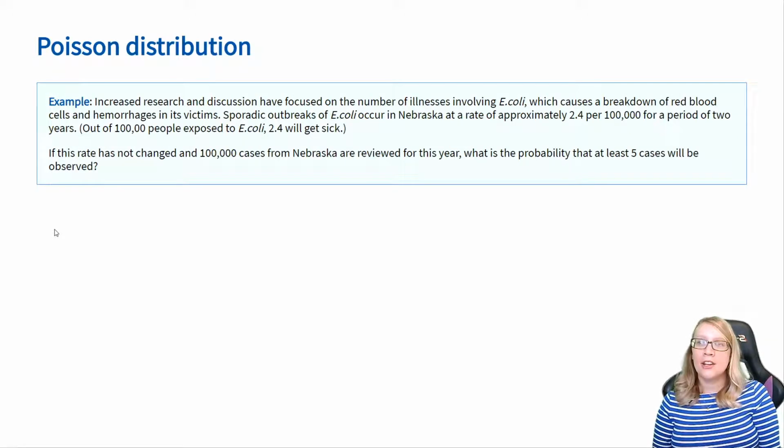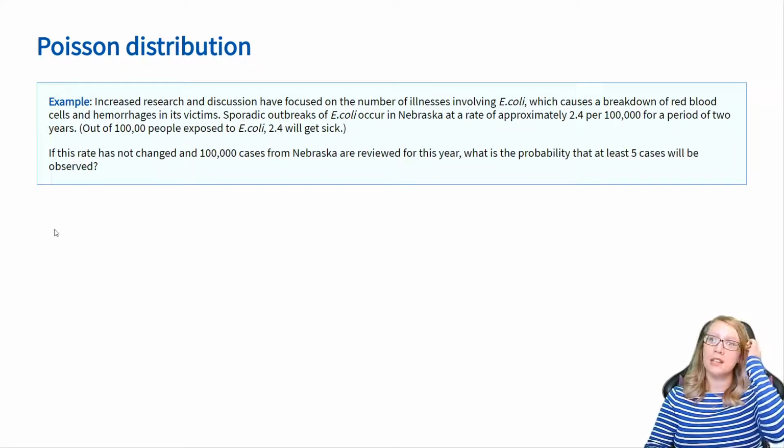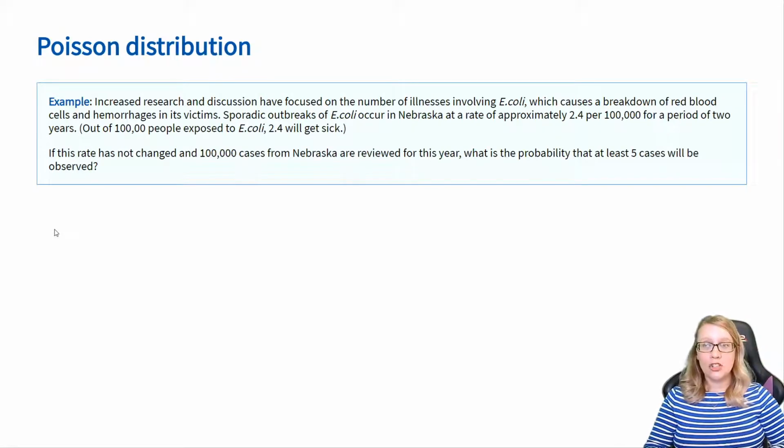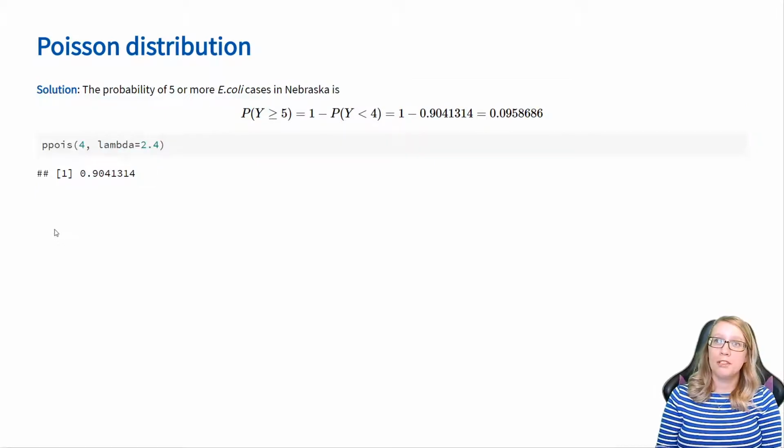Let's take a look at another example. There's been some research on the number of illnesses involving E. coli in Nebraska. We know that sporadic or spontaneous E. coli outbreaks occur at a rate of about 2.4 per 100,000 people over a 2-year period. So that means that in 2 years, out of 100,000 people that are exposed to E. coli, 2.4 of them will get sick. If this rate has not changed and 100,000 are reviewed for this year, what is the probability that at least 5 cases will be observed?